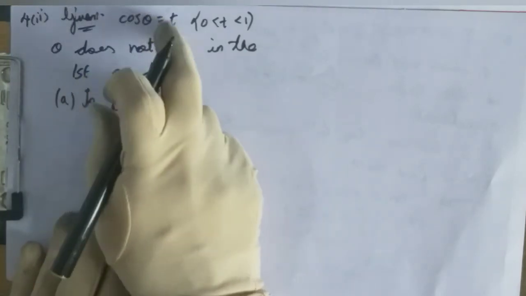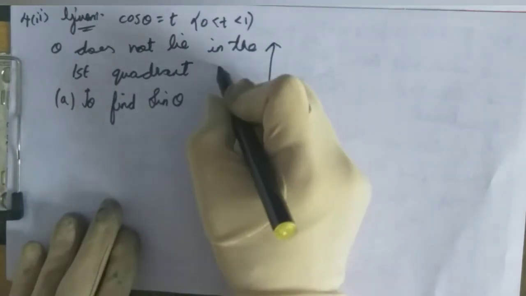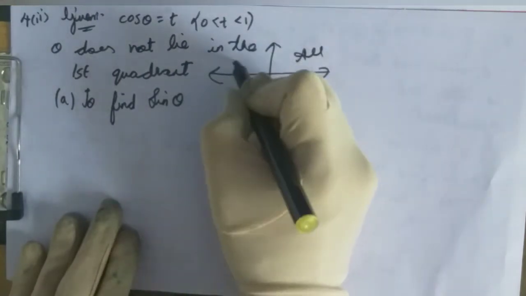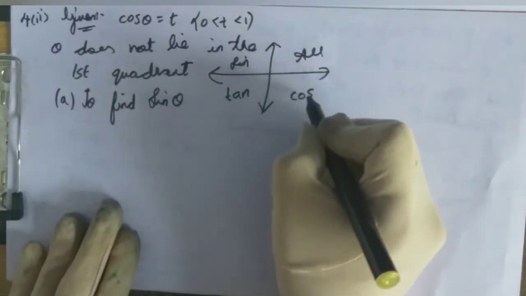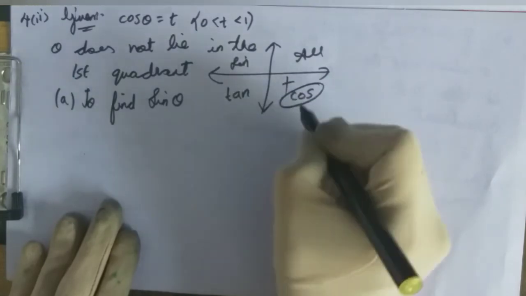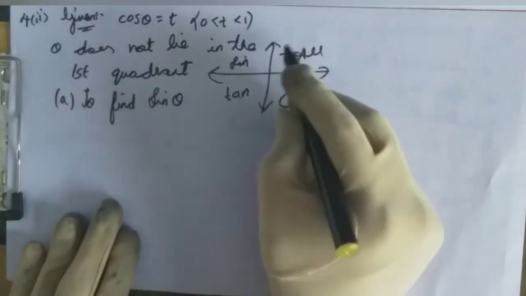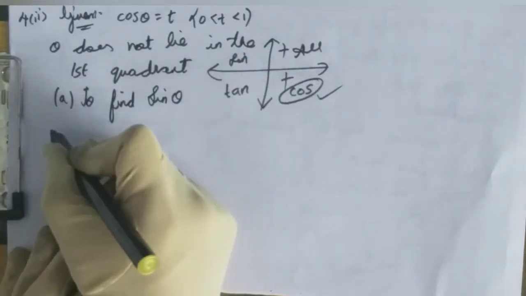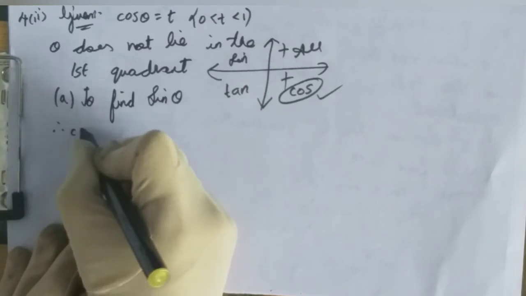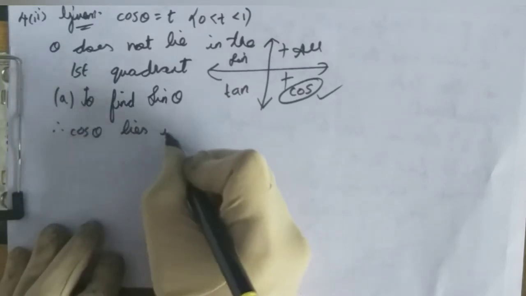First we'll do the A bit, that is finding sin theta. Before finding sin theta, we should know where theta is lying. If you observe this cos value, cos is positive, and it is already telling us theta is not lying in the first quadrant. We know that all, sin, tan, cos. Cos is positive in the fourth quadrant and first quadrant, but here it is telling us theta is not lying in the first quadrant. So where will theta lie? Theta will lie in the fourth quadrant. So we can say, therefore, theta lies in the fourth quadrant.